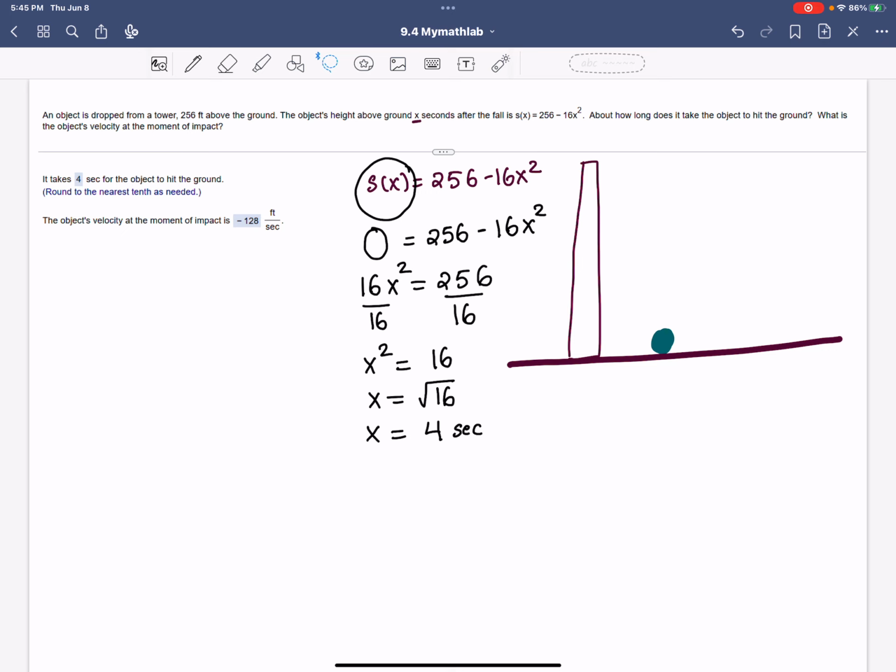Now the second part is to find the velocity. Again, remember what we did previously. Velocity is nothing but the differentiation, the rate of change, and the difference quotient. So let's go ahead and find the velocity. To find the velocity, I need some space, so I'm going to go ahead and minimize this one here.